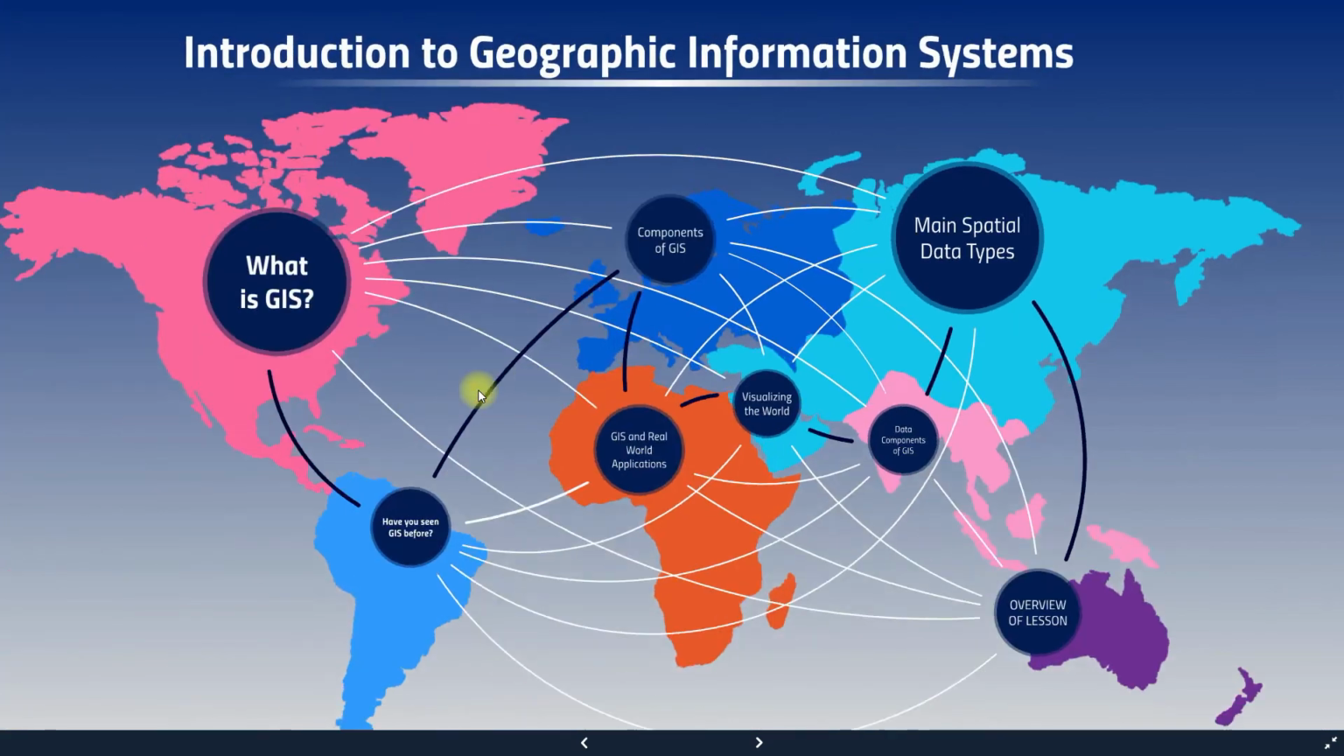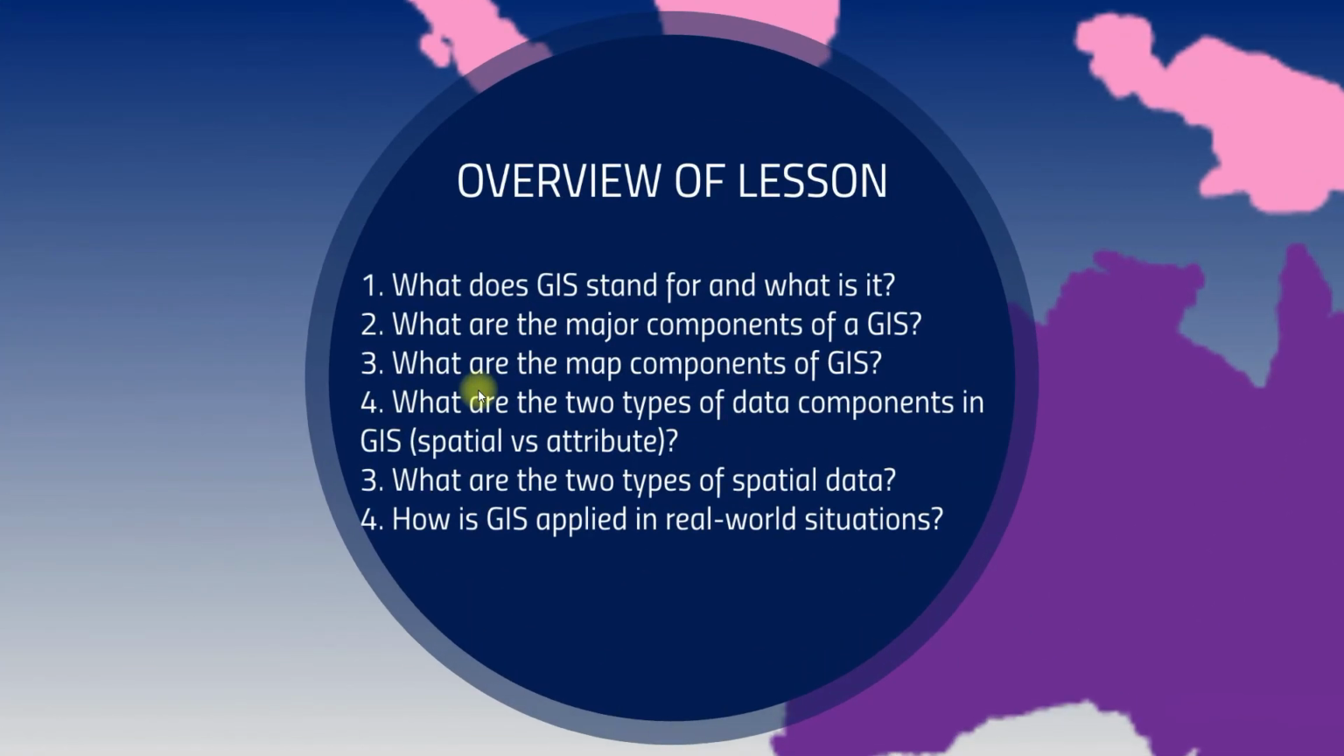So the overview of the lessons: what does GIS stand for and what is it, what are the major components of GIS, what are the map components of GIS, what are the two types of data components in GIS, what are the two types of spatial data, and how is GIS applied in real world situations. So these all are the overview lessons.